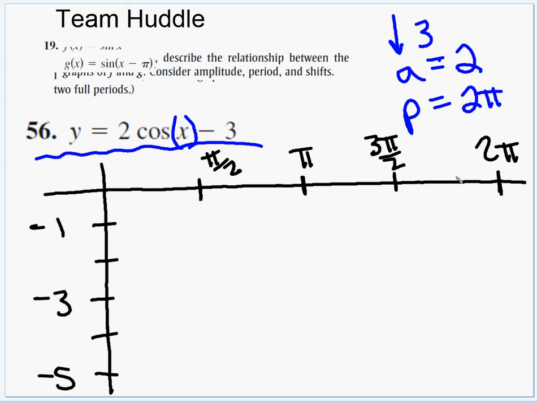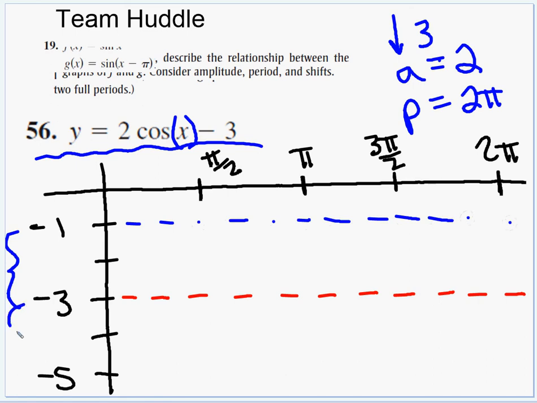So I'm going to do a red dotted line for my shifted, what I call baseline. We moved our x-axis down to -3, so I'm just going to do a little red dotted line there. This is our new x-axis, so to speak. From that baseline, we apply the amplitude. Amplitude is 2. So if I'm at -3 and I go up 2, that'll take me to -1. And if I'm at -3 and I go down 2, that takes me down to -5. So here's my sort of constraints. I'll never go outside of the blue dotted lines, and I will cross that baseline in the middle.